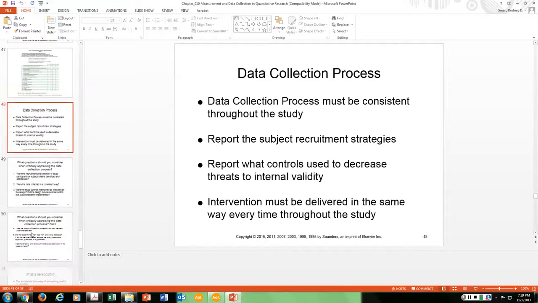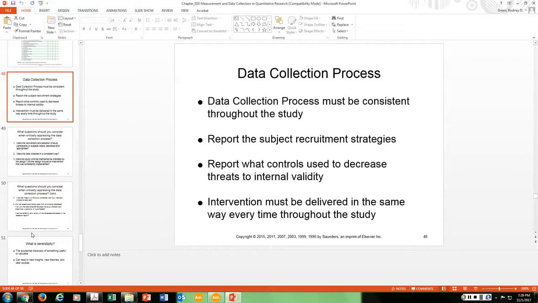So this entire lecture has been focused on measurement during a study. Now we'll switch gears and we'll just talk about the data collection process. We just have a few slides on this, but when you're doing research, whether it's quantitative or qualitative, the data collection process must be consistent or the same throughout the study. So whatever data is being collected on subjects, it has to be collected on everybody.